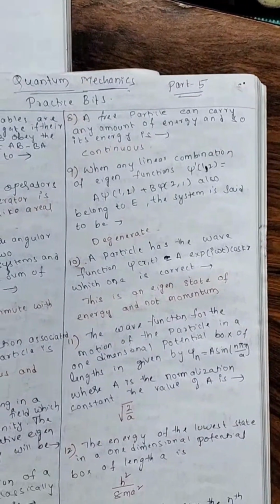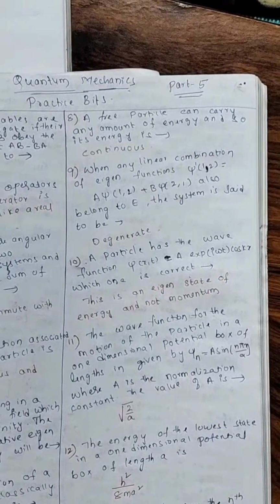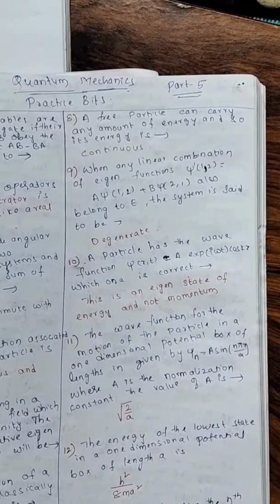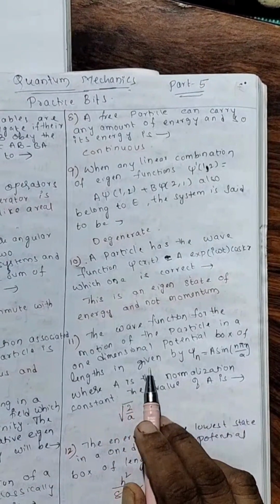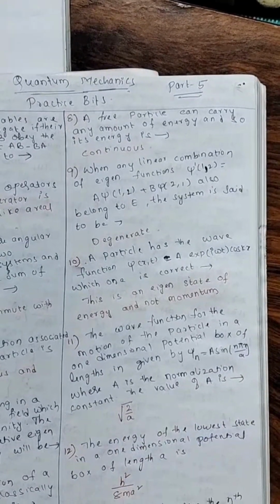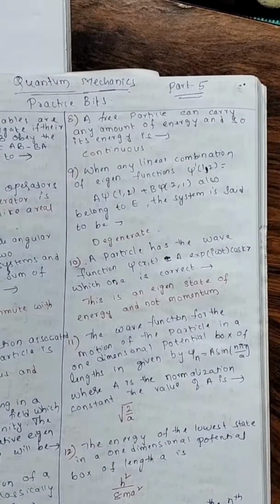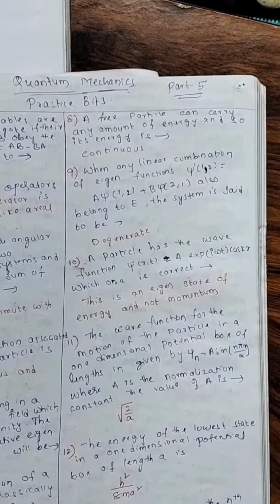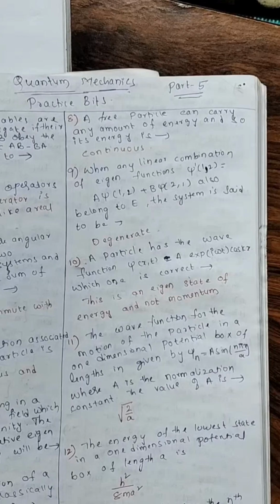Okay. Now next, the wave function for the motion of a particle in a one-dimensional box of length a is given by psi n equal to A sin(n pi x by a), where A is the normalization constant. Then the value of A will be under root 2 by a. The energy of the lowest level, in the last videos we discussed formulas, is h square by 8ma square.